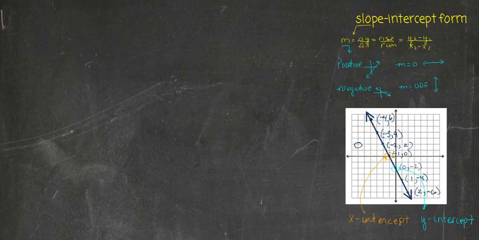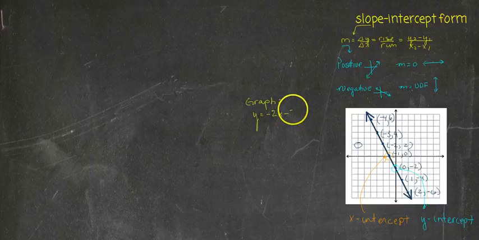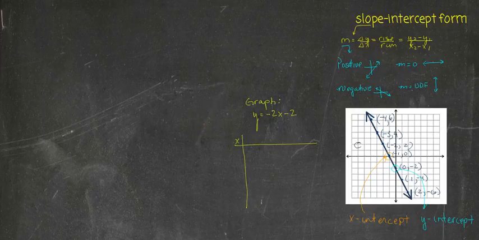We also have methods for graphing points if we're given, for example, an equation. So I could say graph the line y equals minus 2x minus 2. We just make a table with a domain, which is the independent variable, and a range, which is the dependent variable.